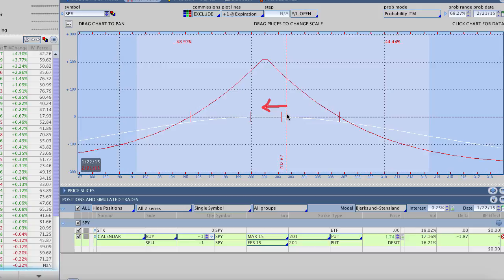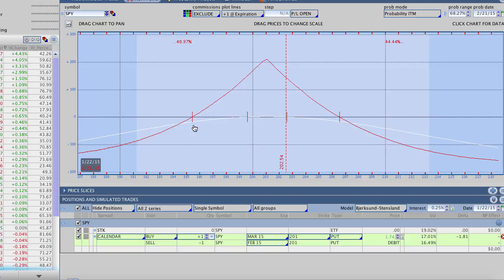But what's great about this calendar is that our break-even points are about 206.5 to 195.5. So we've got a very wide window to make money on this trade, which is great. And even though it costs us a lot of money up front, about $174 to enter this trade, we've got a very wide window of opportunity to make some money.